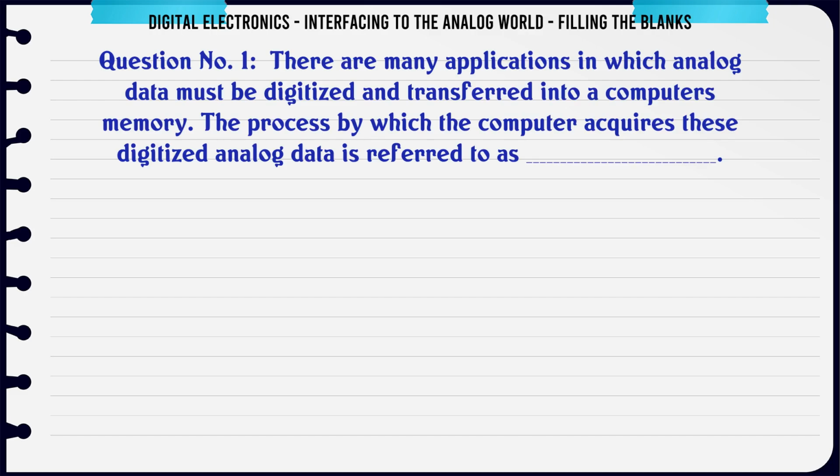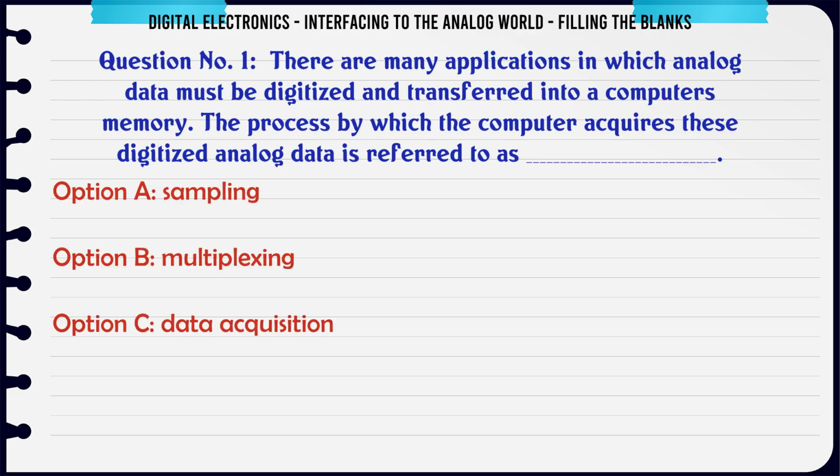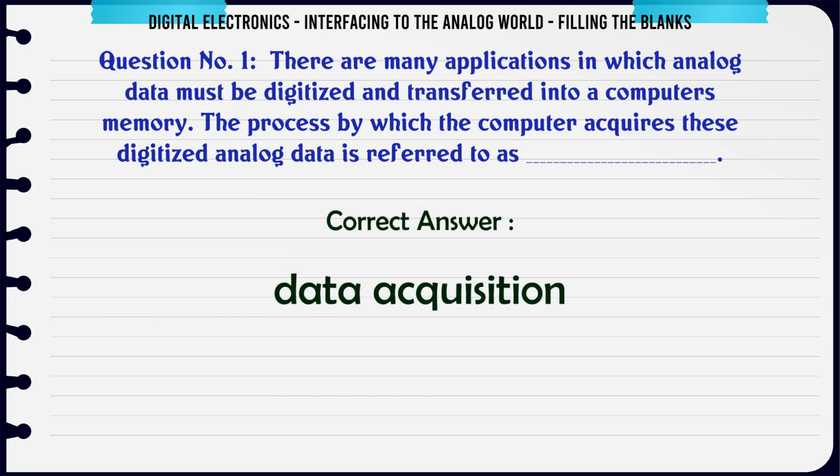There are many applications in which analog data must be digitized and transferred into a computer's memory. The process by which the computer acquires these digitized analog data is referred to as: A. Sampling, B. Multiplexing, C. Data acquisition, D. Prescaling. The correct answer is data acquisition.